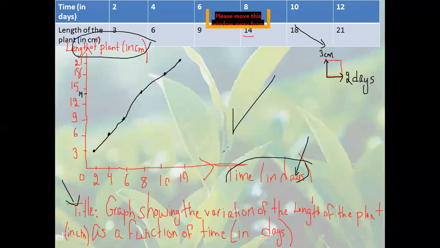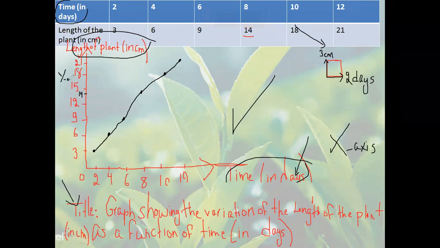So always, I repeat, the one found above in the table should be below on the x-axis. This is the x-axis. And the one above is the y-axis. You took this in math, I think. So this is the x-axis, and this one is the y-axis. Always the one found up in the table will be down in the graph and so on.